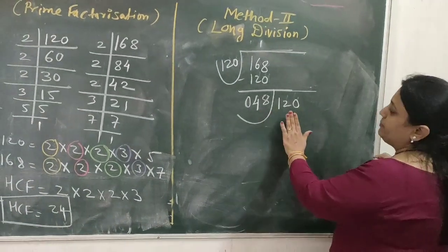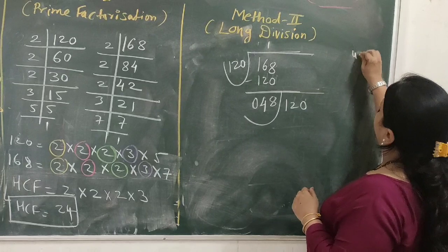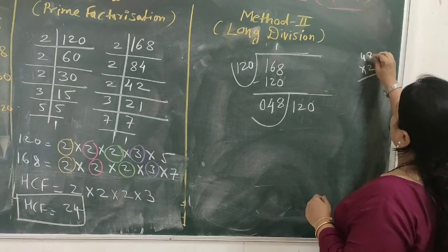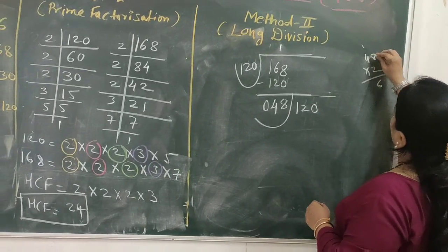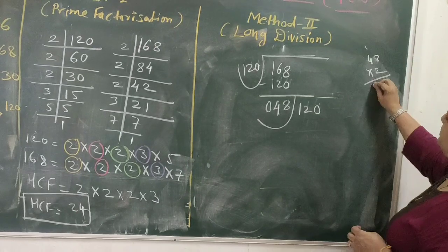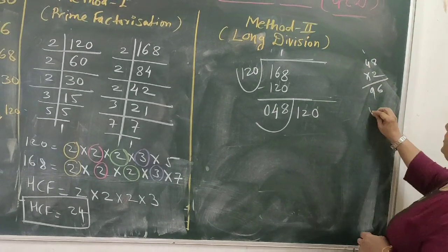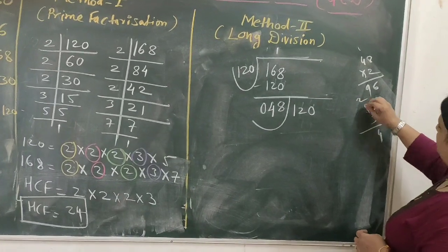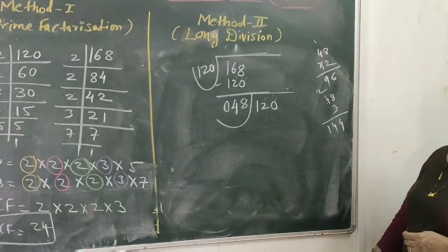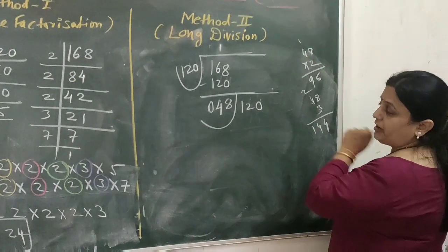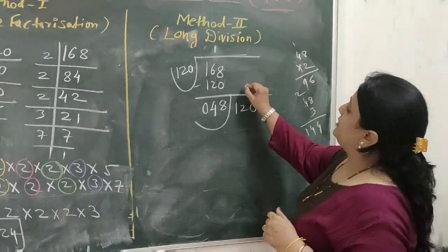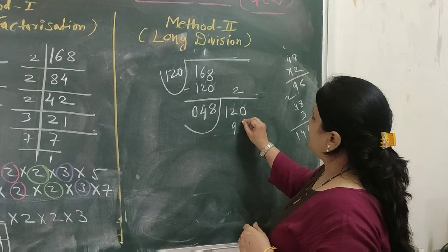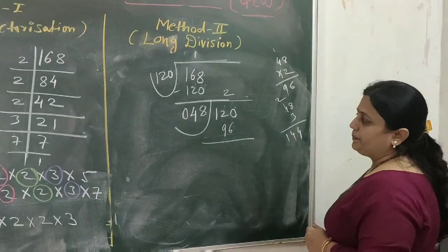So 120 divided by 48. Now 48 2s are 8 2s are 16, 4 2s are 8 plus 1 is 9, 96. Then 48 3s are 144. So 144 is more than 120. So we have to divide it by 2. So here 96 will come.